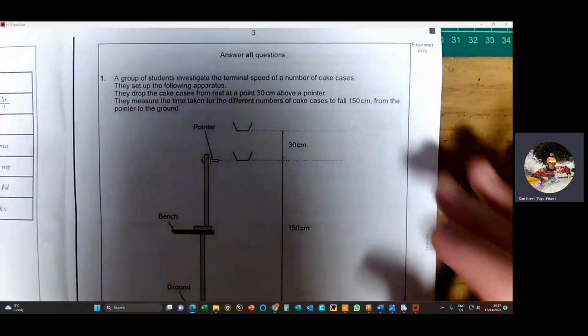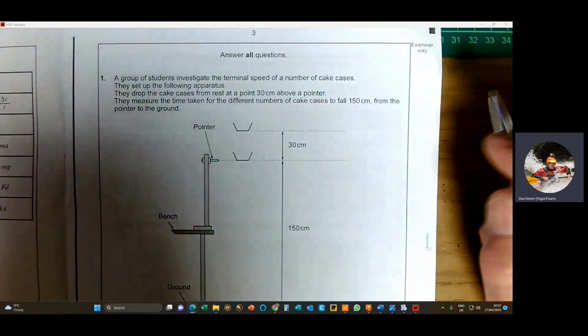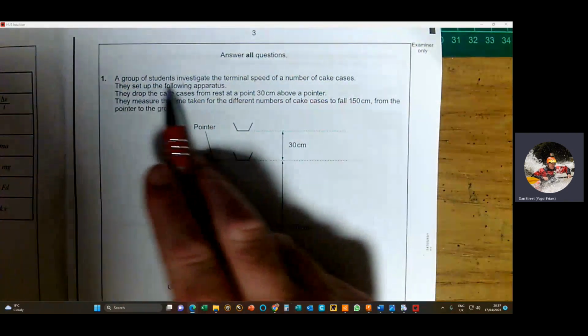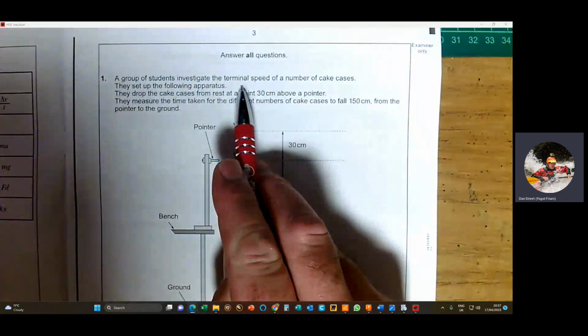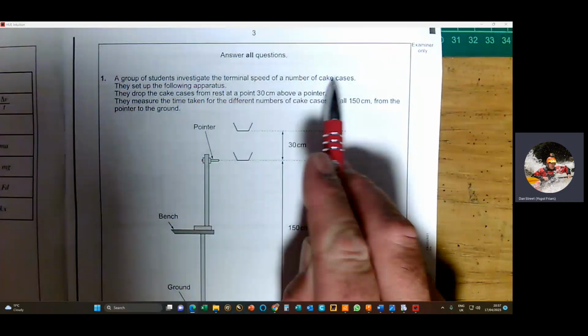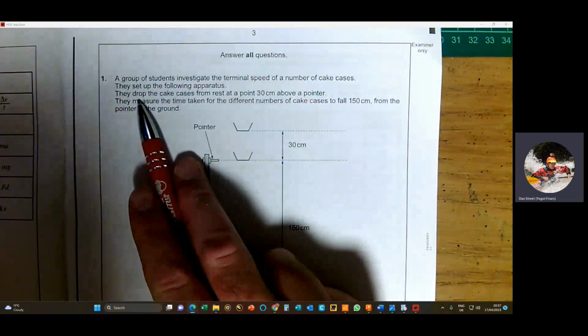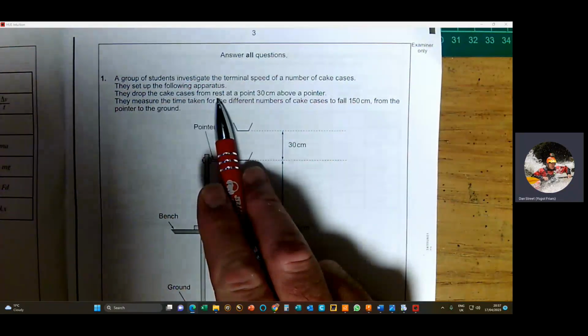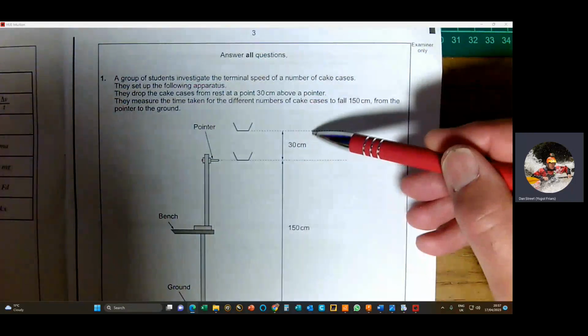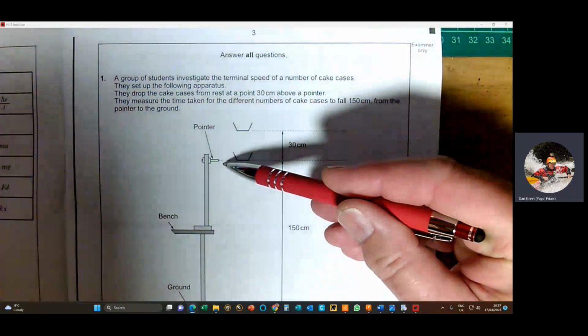Okay, so this is question 1 on the foundation paper. It says here, a group of students investigate the terminal speed of a number of cake cases. They set up the following apparatus. They drop the cake cases from rest at a point 30 centimeters above the pointer.